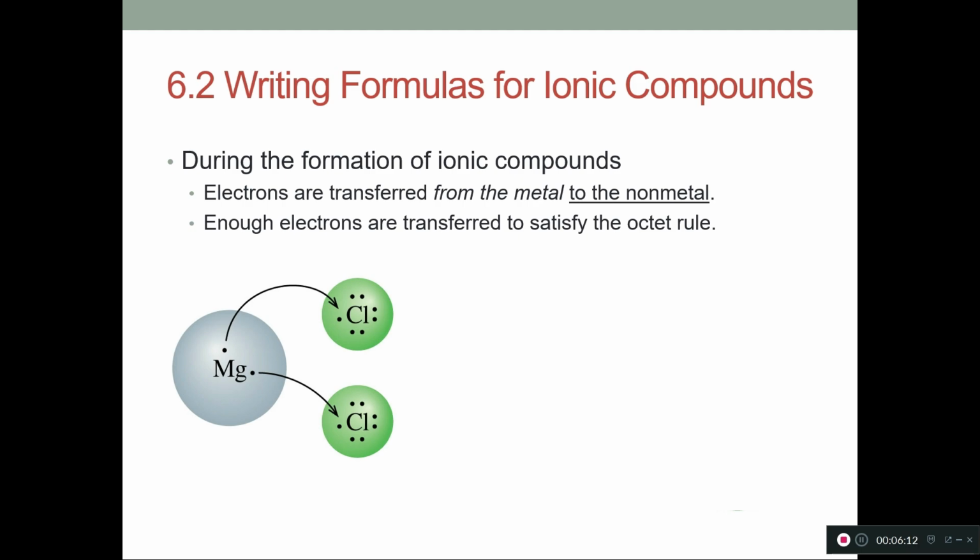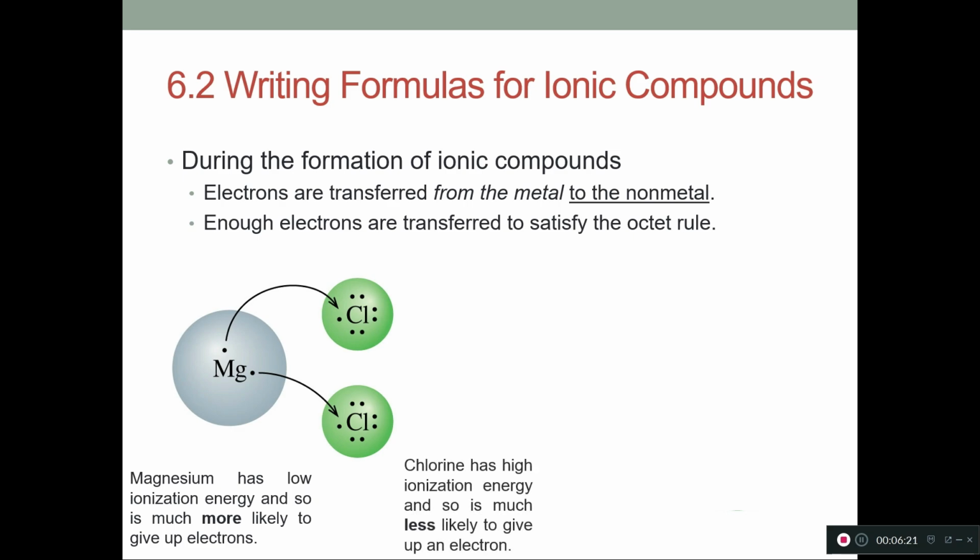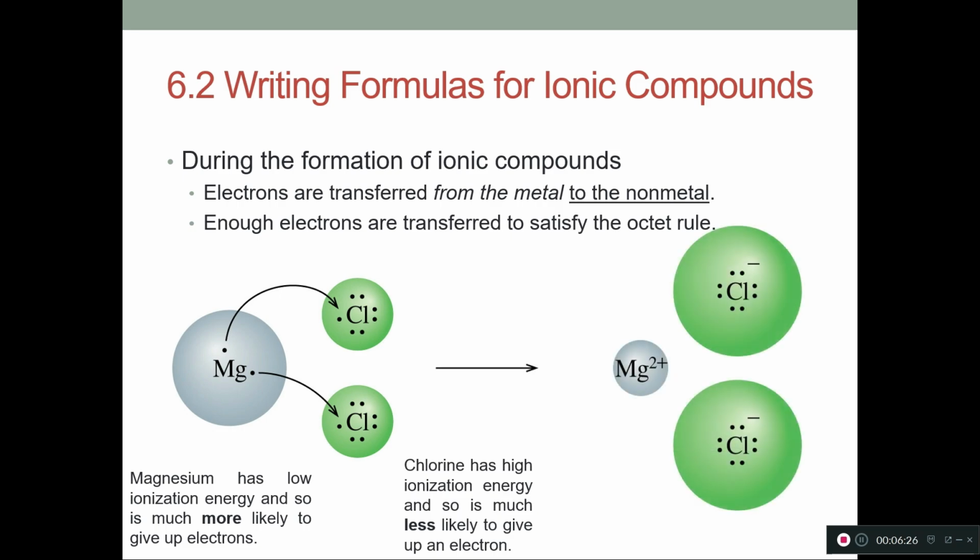The magnesium gives up an electron, 1 to each of the chlorines, and that's because, again, the magnesium has a low ionization energy, and the chlorines have a high ionization energy and a high electron affinity. And when that happens, the magnesium takes on a 2+ charge, and the chlorines take on -1 charges. So that means we need 2 of the -1 charges to cancel out the +2 charge on the magnesium, and that will give us a neutral MgCl2.